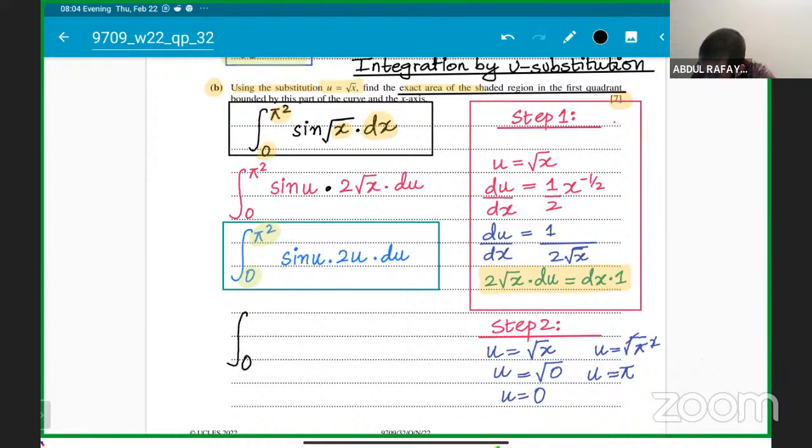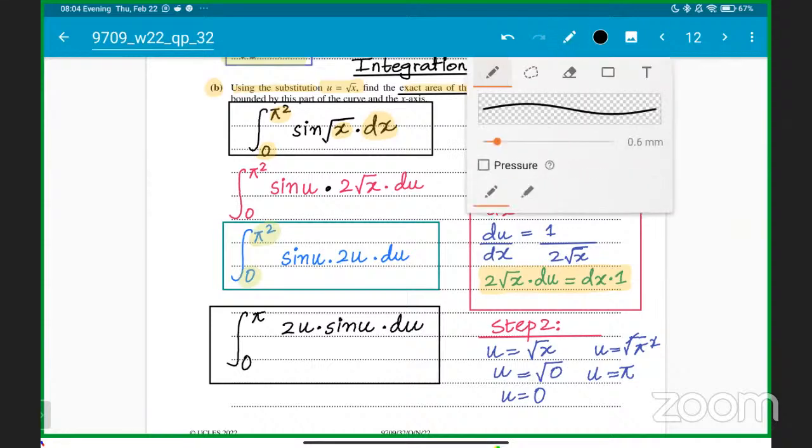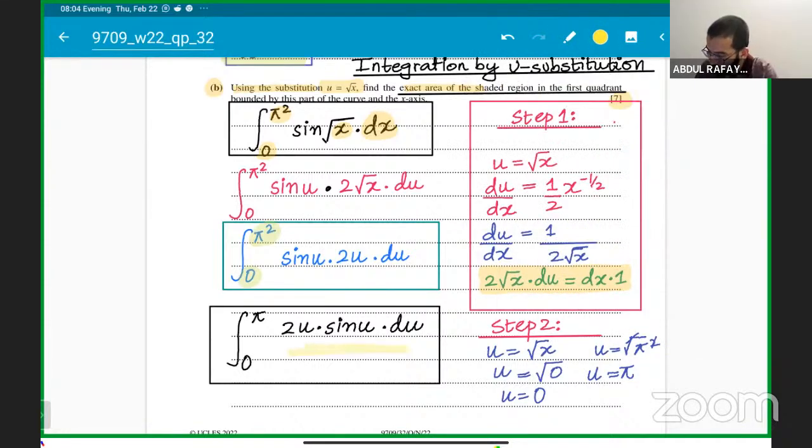The final equation will become: limits are now from 0 to pi. These are the u limits. And 2 times u times sine u times du. Is everyone following? Clear on this? No questions, right?